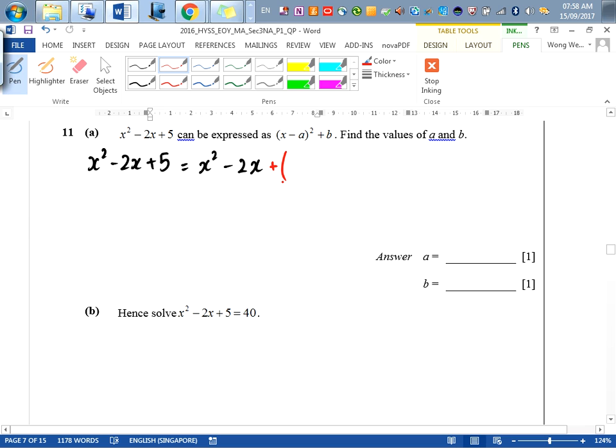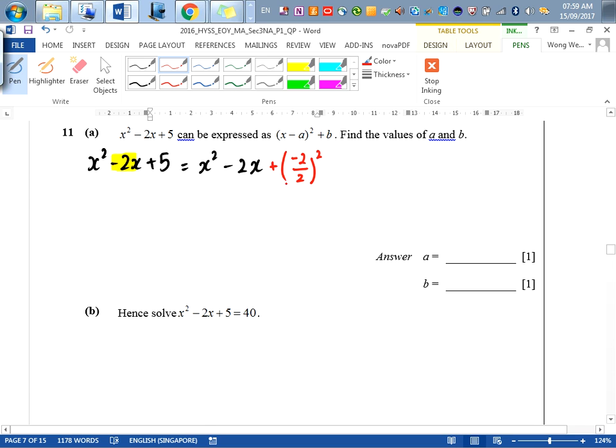Plus 2x? Why 2x? Okay, recap. We need to look at this number over here. Negative 2. So I take negative 2, I divide it by 2, then I square it. Negative 2 divided by 2 because of the coefficient of x. That means you want to skip a step, is it? If you are careful, then yes, you can do that.